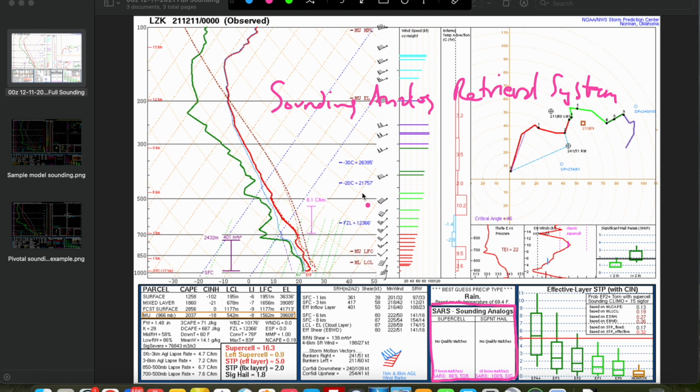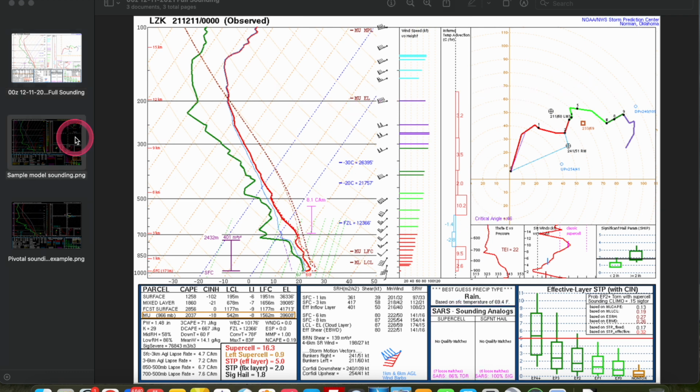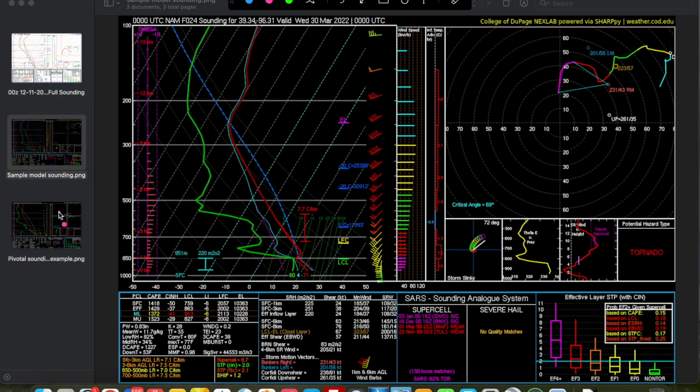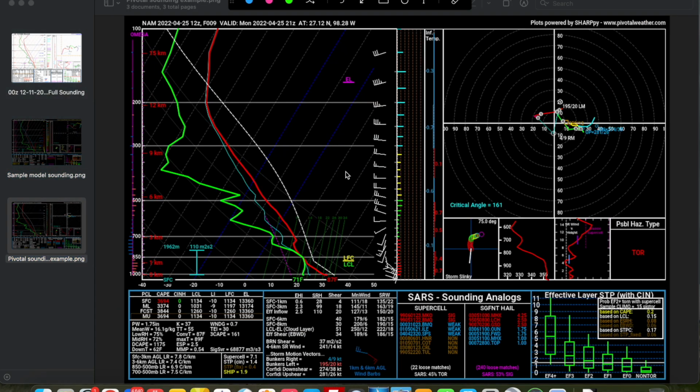It's a pretty cool feature. It allows you to see some environments that may have been similar to your current environment in the past. Now, this is not a great example here. Let me move on to a model sounding here. So you can see here, for this given model sounding, it listed a bunch of different analogs.